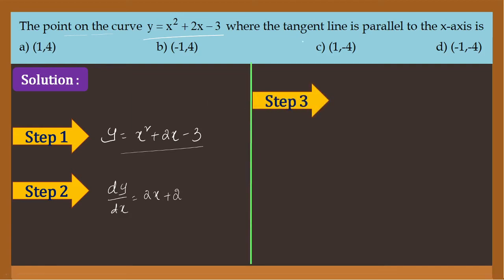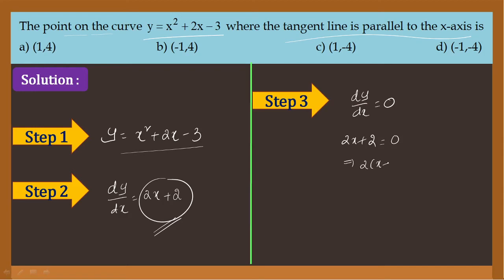Given the tangent line is parallel to the x-axis, the slope of the curve, that is dy by dx, is 0. So 2x plus 2 equals 0. This implies 2 into (x plus 1) equals 0, which implies x plus 1 equals 0, so x equals minus 1.